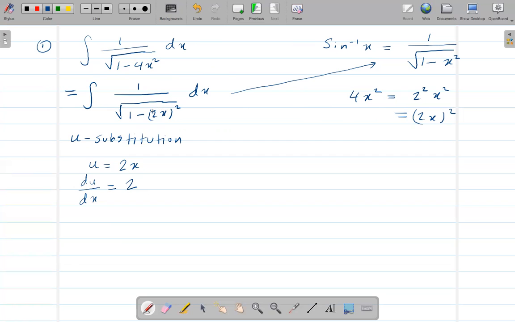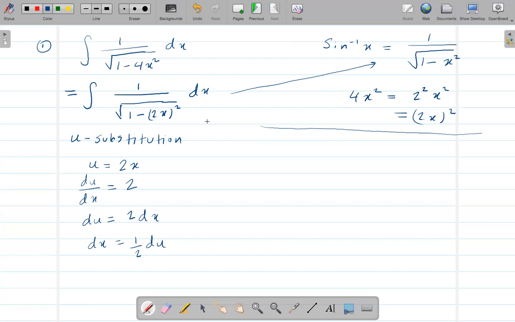So I can replace, well, I'm replacing this by u. That means I have to change this dx to du as well. So what I'm going to do here is find dx from here. If I multiply dx on both sides, then I will get 2 times dx, and then divide by 2 on both sides. So dx is 1/2 du, right?